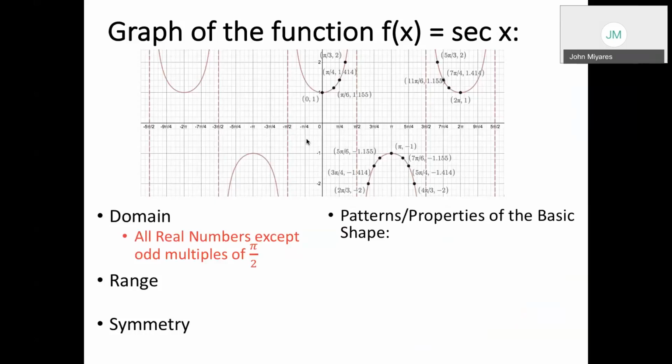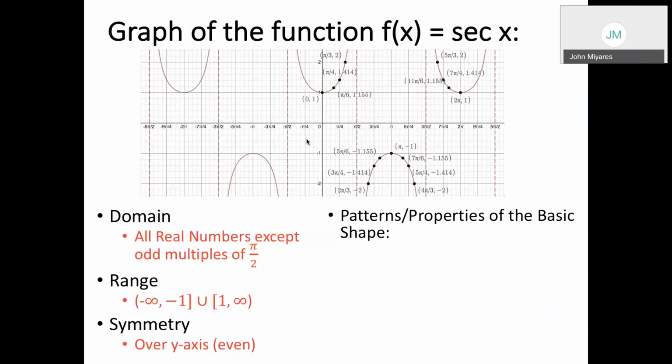The range, as noted earlier, is going to consist of all real numbers not between -1 and 1. In interval notation, it will look like real numbers from a low of -infinity to -1, close the bracket, and then in union with all numbers greater than or equal to 1, all the way up to positive infinity. As for symmetry, this graph is going to be symmetric to the y-axis, making it an even function. This is consistent with the cosine graph, which is also an even function.